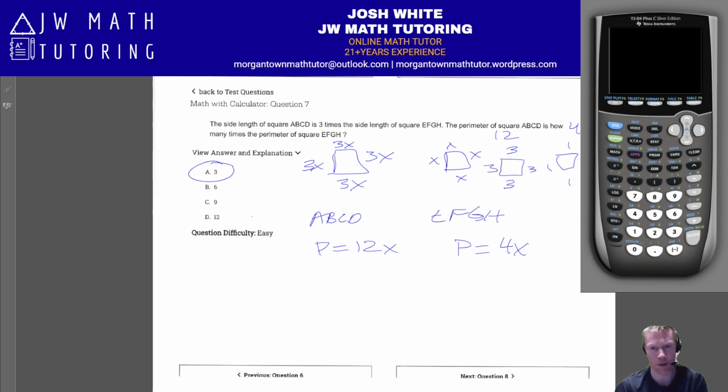Another thing to remember is that perimeter is one-dimensional. Therefore, if the scale factor between the sides of two different polygons is some number, in this case 3 times, something that is one-dimensional, like perimeter, will have the same scale factor or the same relationship. In other words, it's going to be 3 times as well.